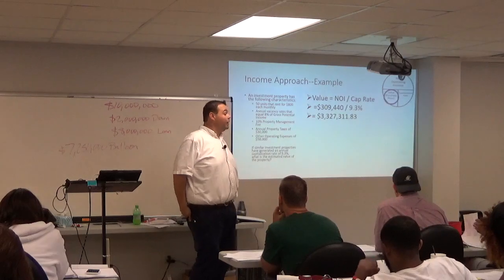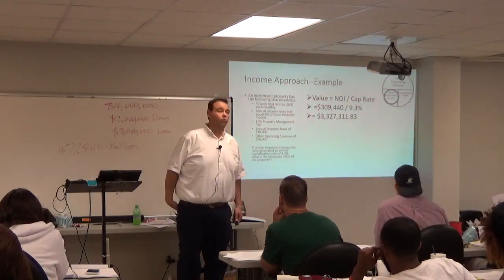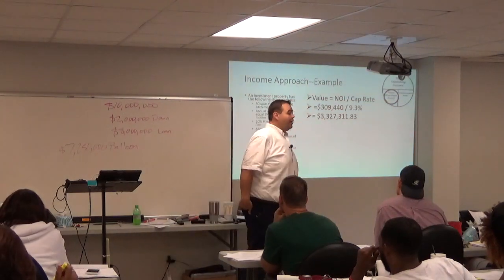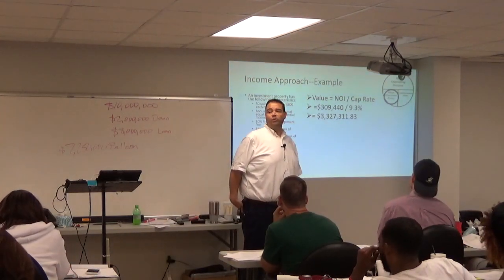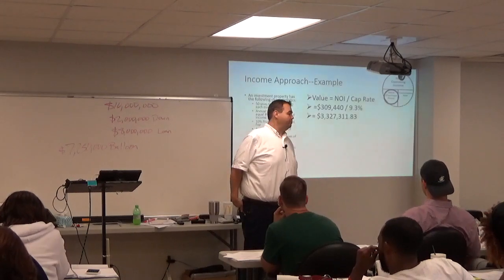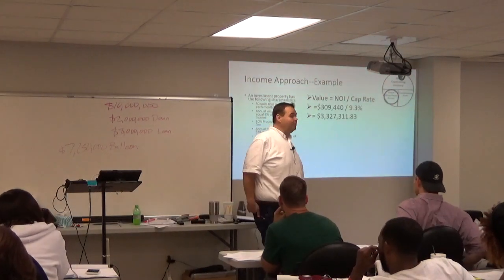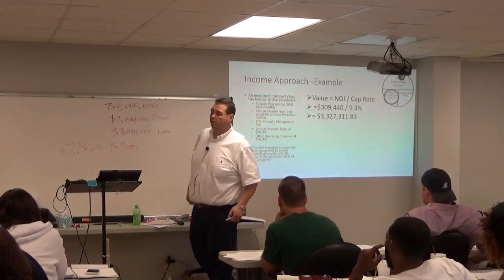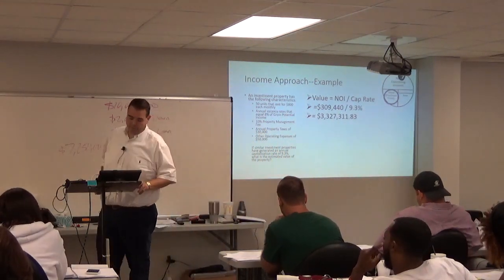NOI, the income capitalization approach, is by far the easiest one to teach, because as long as you've actually learned the formula for calculating NOI, all you need to do is now divide it by a capitalization rate. And they're going to give you the capitalization rate every single time. You won't have to hunt for it. All right, so let's go back to the worksheet.